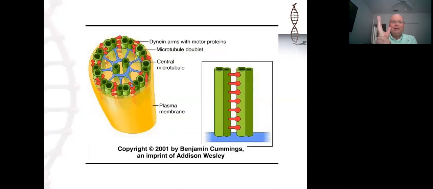As I said, this animation is available to you in the resource page, so I'd strongly suggest you go and take a look at it there. And you can see how the cilia and the flagella move backwards and forwards like this.